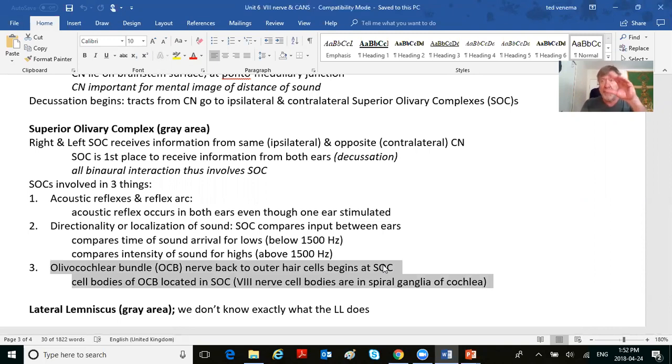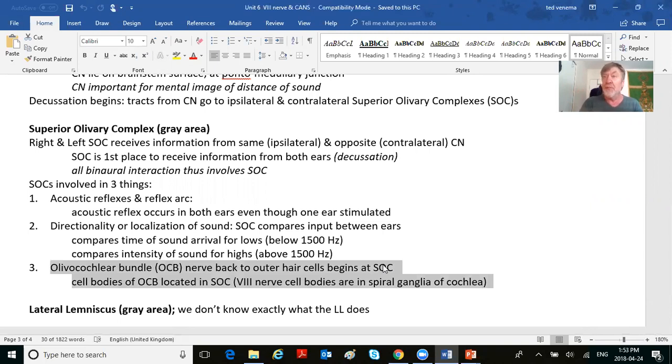They're the muscular motors. They're the ones that are sharpening the peak of the traveling wave and amplifying the peak of the traveling wave. They are the motoric muscles of the cochlea. So they are getting messages from the brain. And the nerve that talks to them is the Olivocochlear Bundle. And it runs from, guess where? Its cell bodies are in the superior olive, and the axon runs out to the outer hair cells.